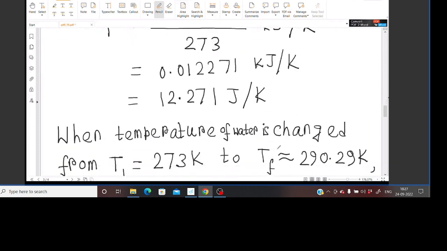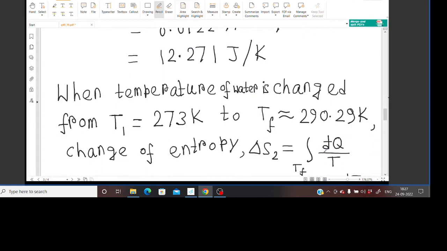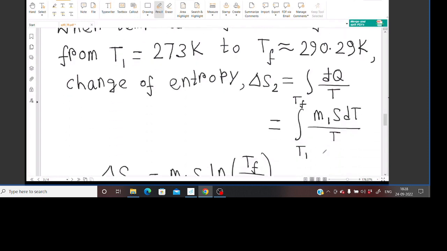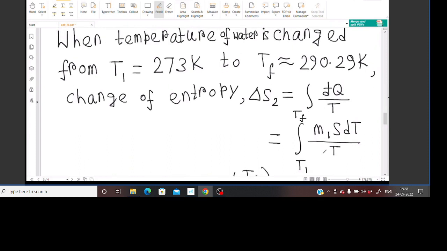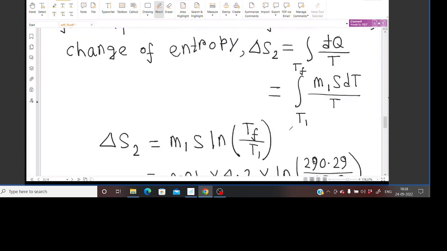This can also be written as 12.271 joule per Kelvin. When the temperature of water is changed from T1 equal to 273 Kelvin to Tf equal to 290.29 Kelvin, then the change of entropy delta S2 is equal to the integral dq by T. Here dq can be written as m1s into dt. Here the limits of the temperature T are T1 and Tf. So you obtain the change of entropy delta S2 is equal to m1s into log Tf by T1.